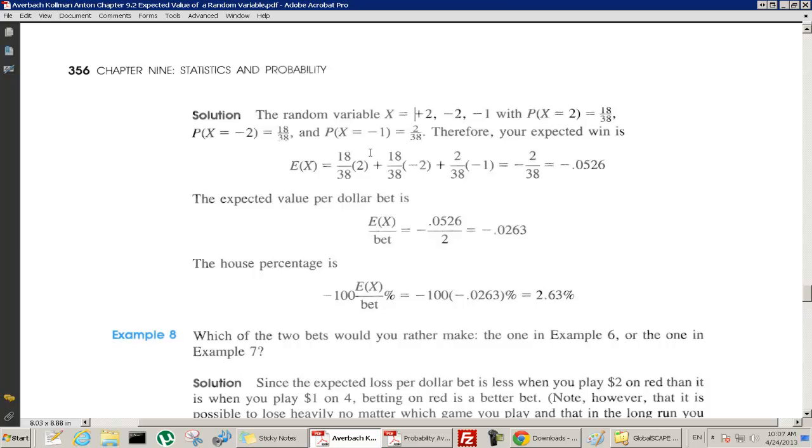Therefore, your expected win is this one times its probability, this one times its probability, this one times its probability. So that's 2 times its probability, -2 times its probability, -1 times its probability. And that turns out to be -2 out of 38. Actually, it's the same number we got before. So your expected value is negative again. The expected value per dollar bet now is that divided by 2, which is this. And the house percentage is this converted to percentage and multiplied by a negative number, so it becomes 2.63%.